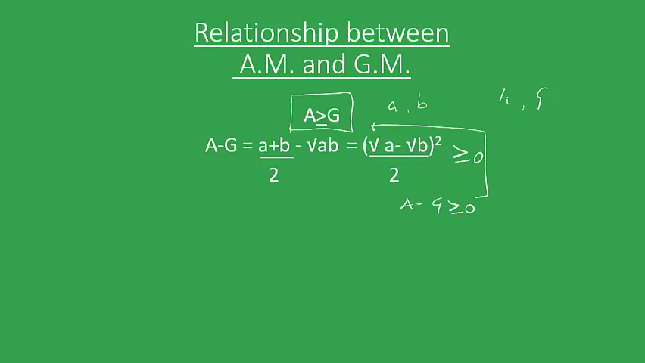As you can see, the equality holds when the square is equal to 0. That is to say that root a is equal to root b, or in turn a is equal to b.